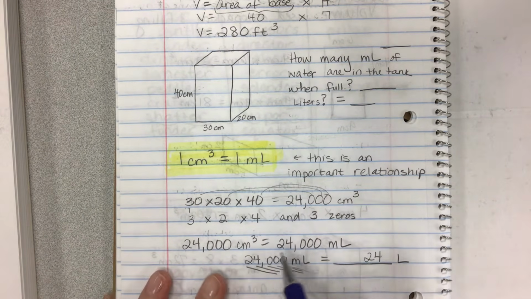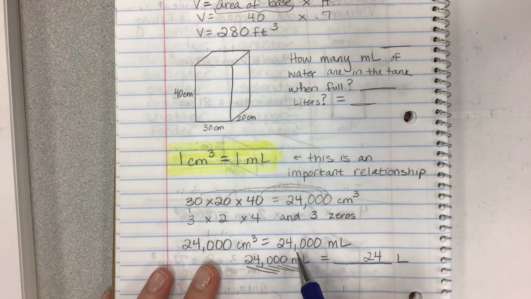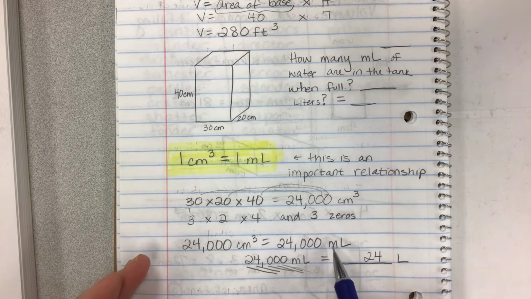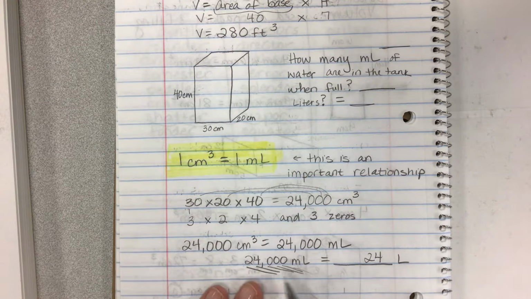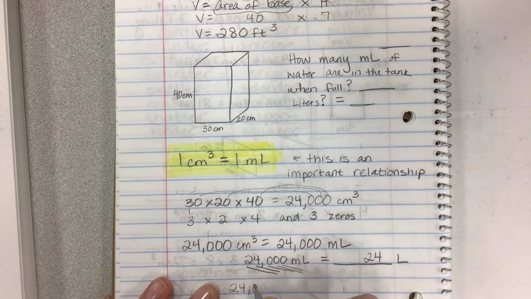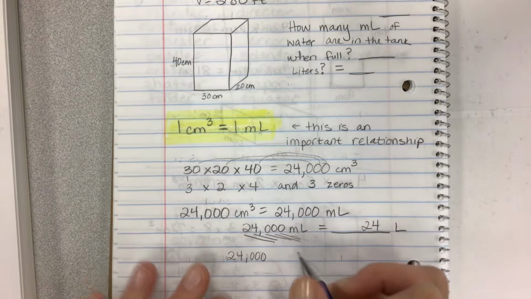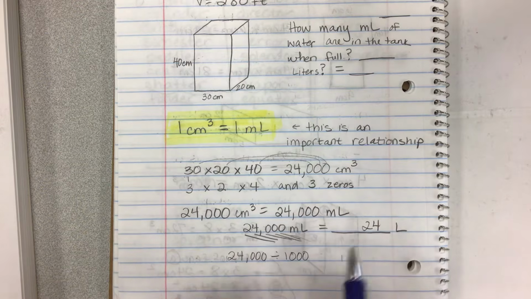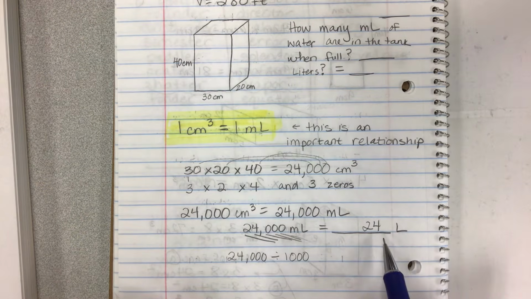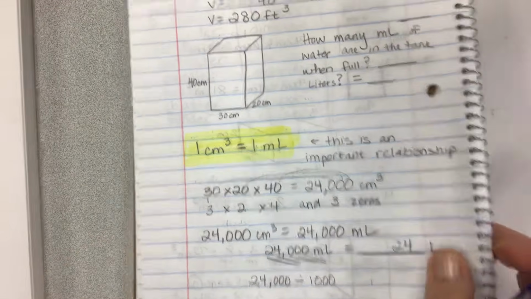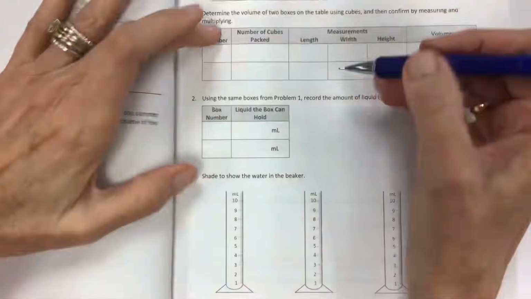Now that's equal to 24,000 milliliters. We just proved it using the graduated cylinder. And so what do you do now? Well, you have to take your 24,000 and divide it by 1,000, because we need to show this amount in liters. So that's the whole warm-up, and that will put you all the way down here.